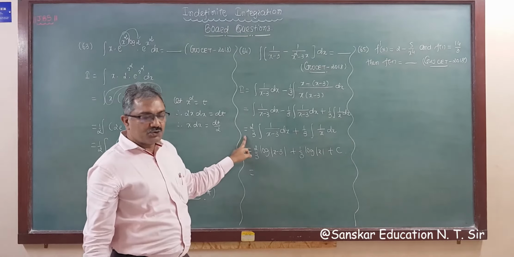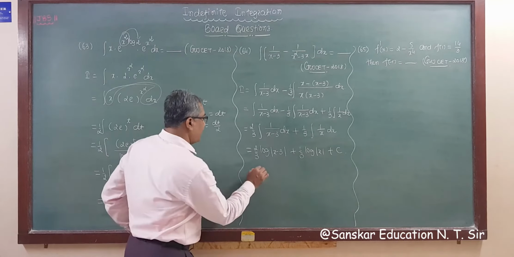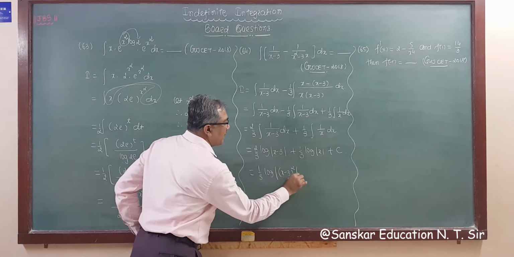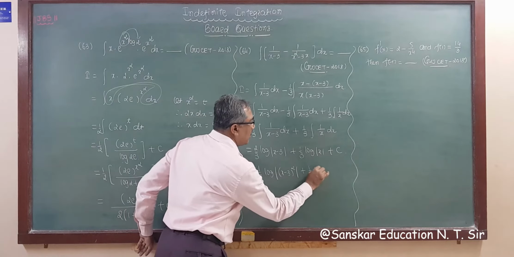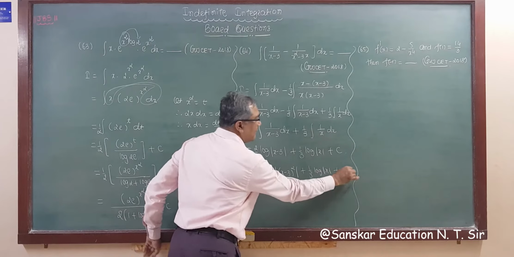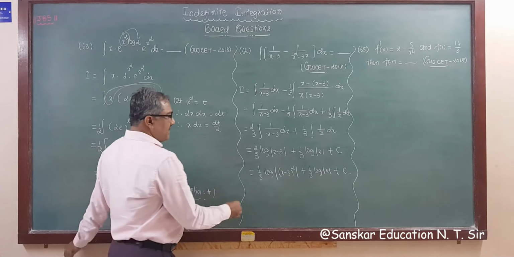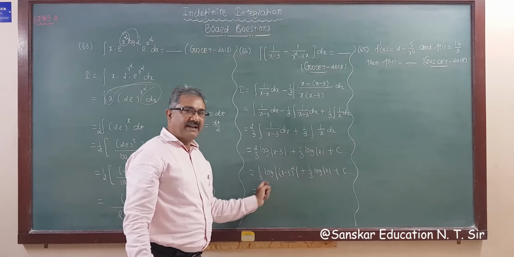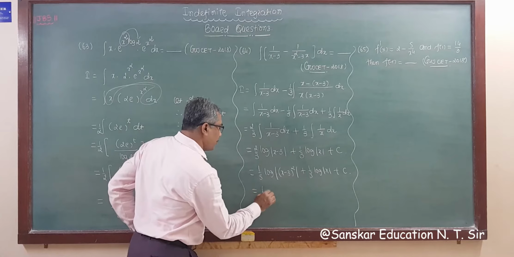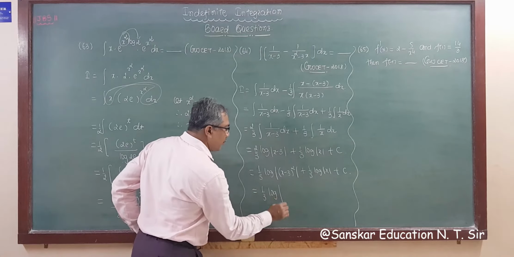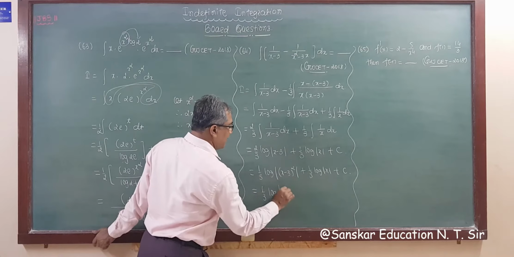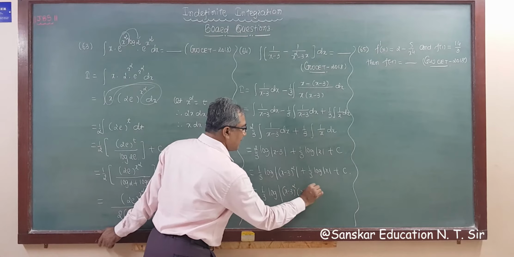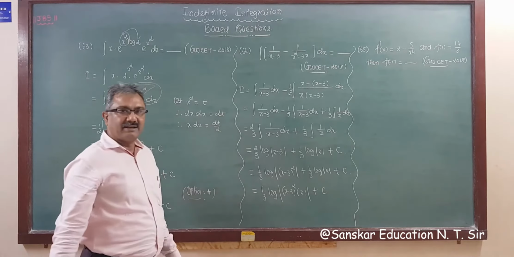So this is okay. So 2 by 3 log x minus 3. So if we write this is 1 upon 3 log mod x minus 3 whole square plus 1 upon 3 log mod x plus c, right? So this can be written as, suppose if we take 1 upon 3 common, then log a plus log b is log mod x minus 3 into x, this is whole square, and plus c, right?